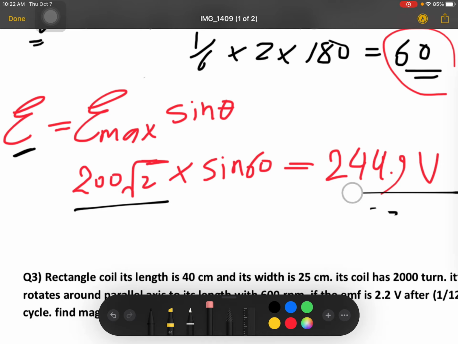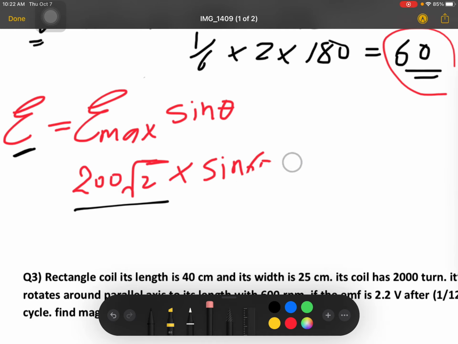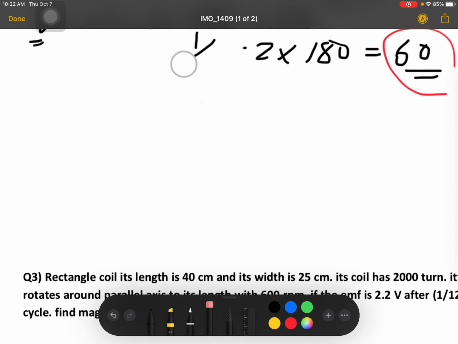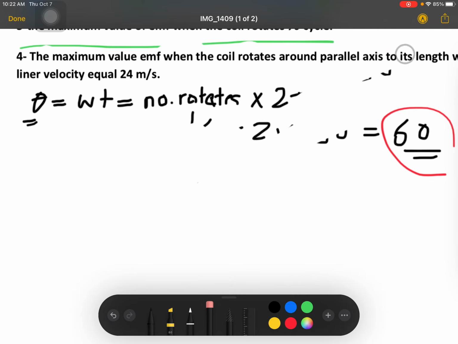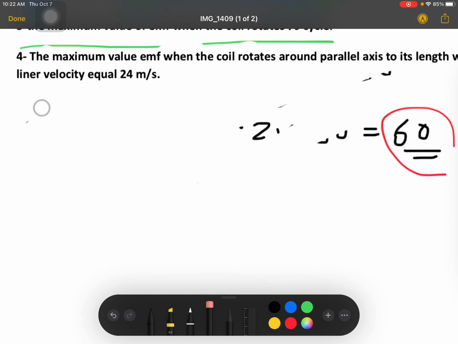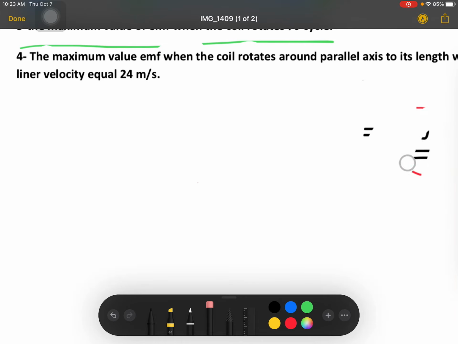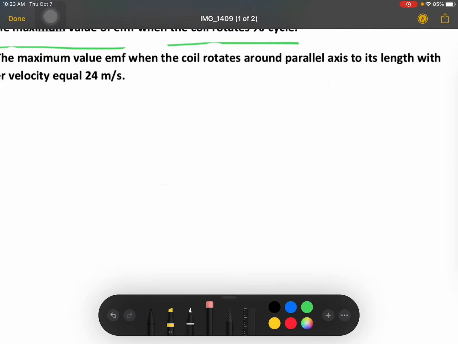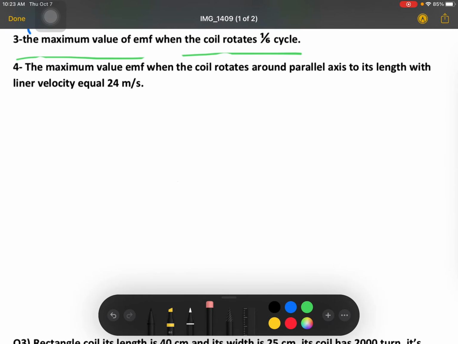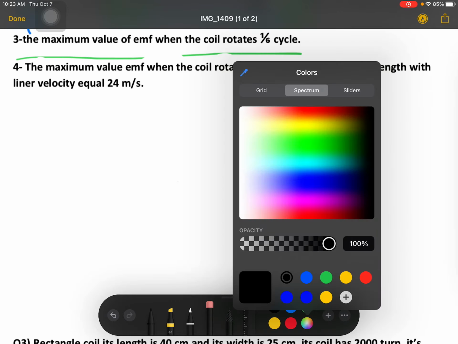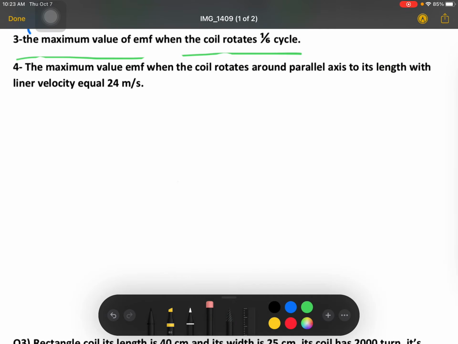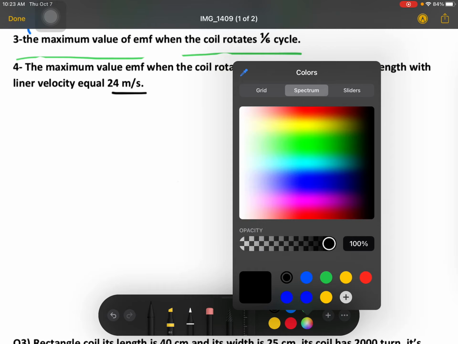Okay, the last question. Let me remove this quickly. The last question is: the maximum value of EMF when the coil rotates around the axis parallel to the length of its width, with this velocity, 0.24, sorry, 24 meter per second.